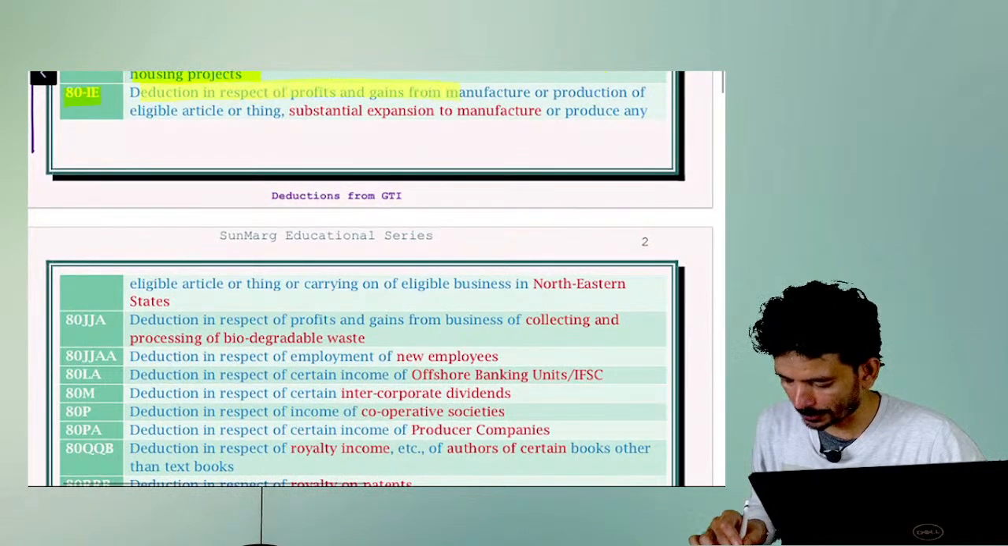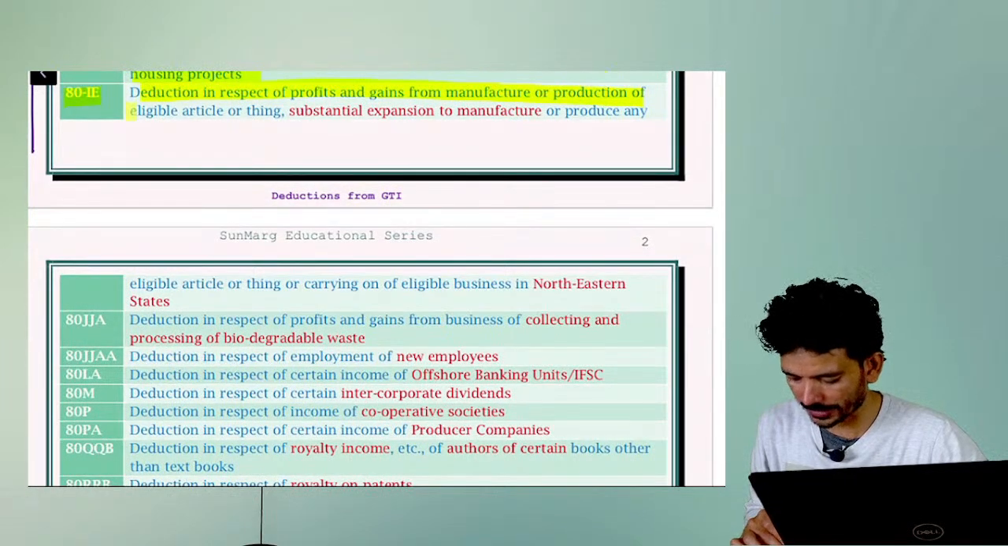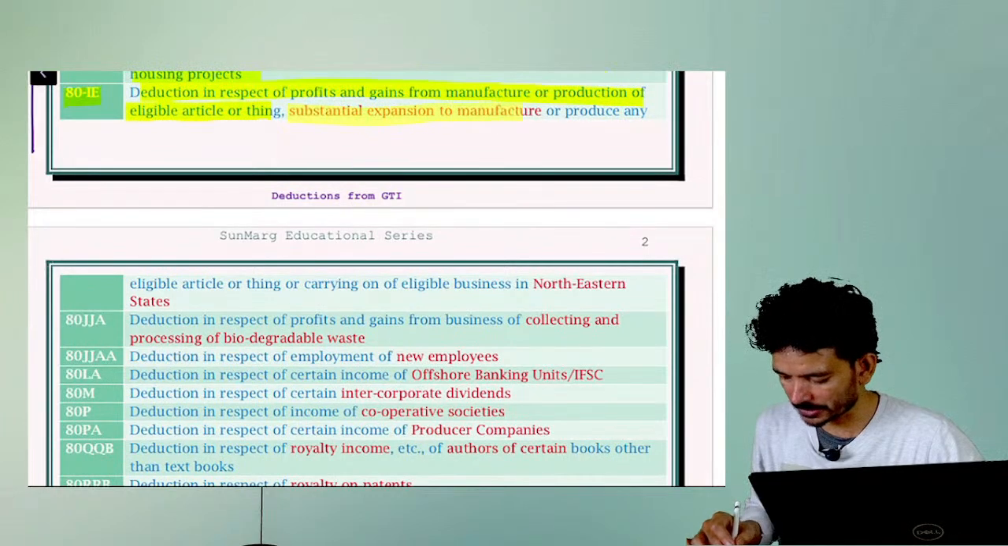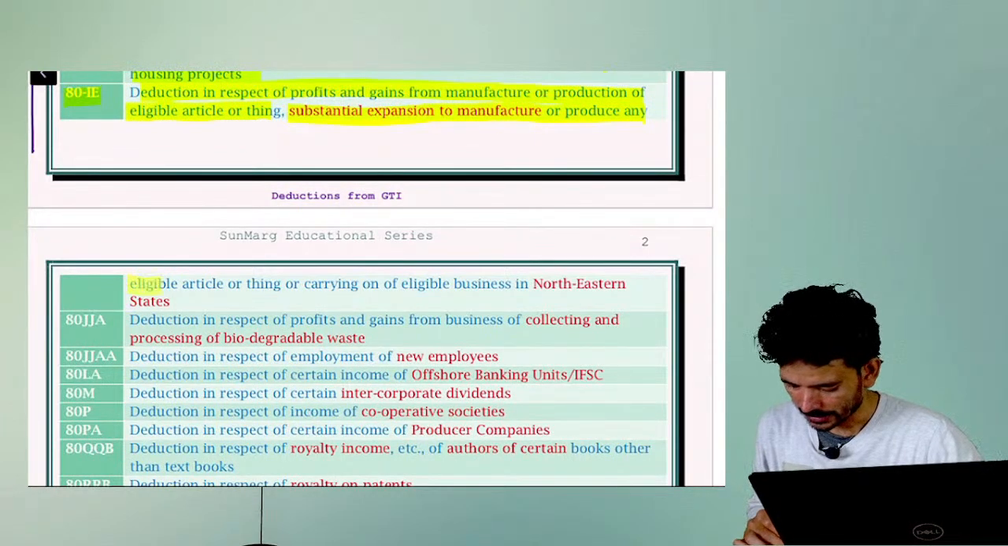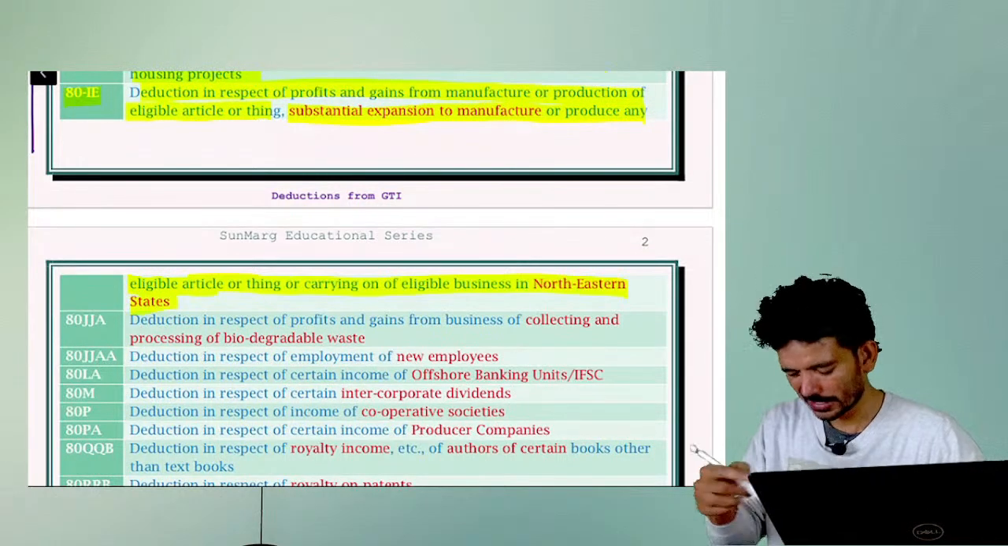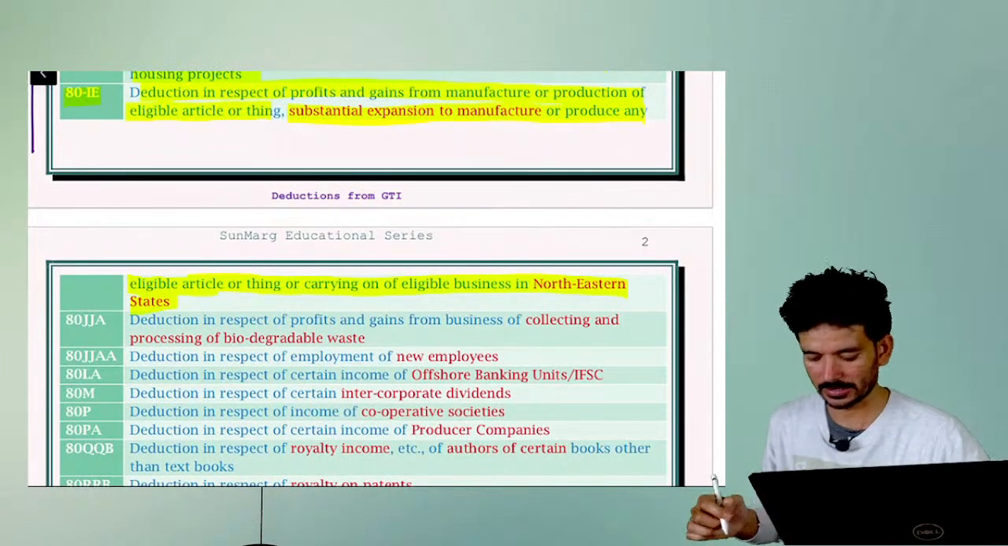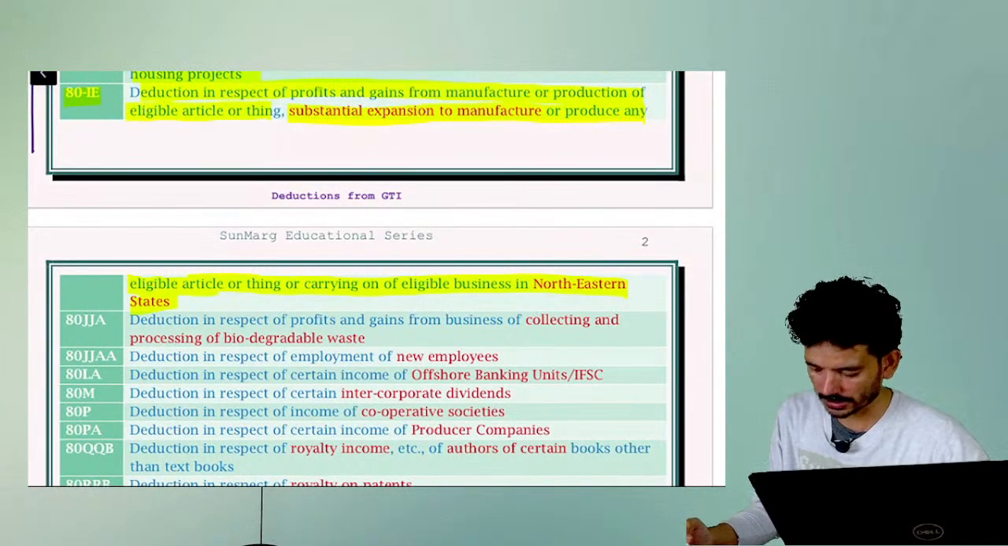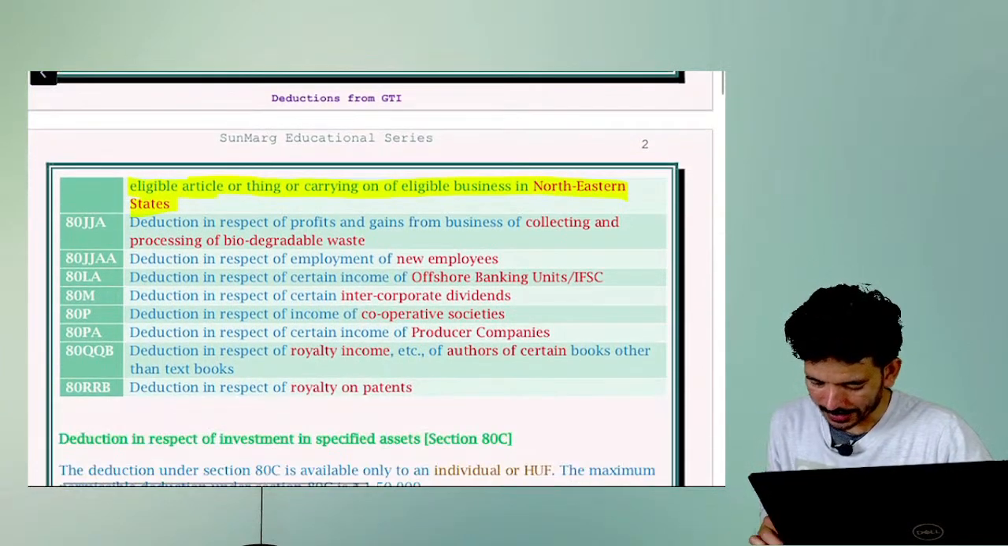80IE, deductions in respect of profits and gains from manufacturing or production of eligible articles, substantial expansion of manufacturing or production of any eligible article or thing, or carrying on eligible business in northeastern states. So I think I said it for other sections. So this section 80IE is for north eastern states.